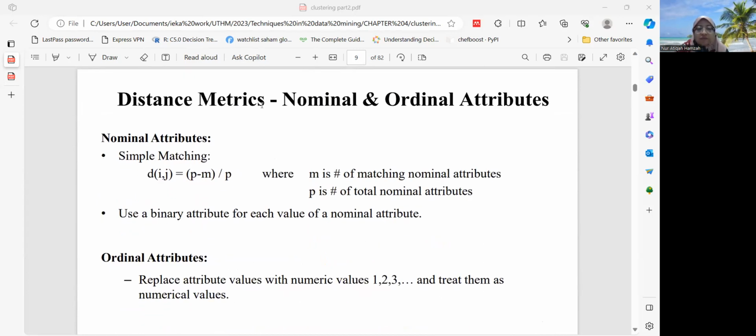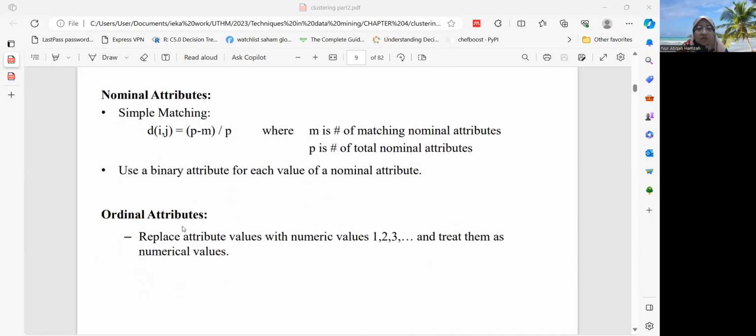If your data consists of nominal and ordinal attributes, we can use simple matching: (p minus m) over p, where m is the number of matching nominal attributes and p is the total number of nominal attributes. We can also use a binary attribute for each value of a nominal attribute. For ordinal attributes, replace attribute values with numeric values 1, 2, 3 and treat them as numerical attributes.